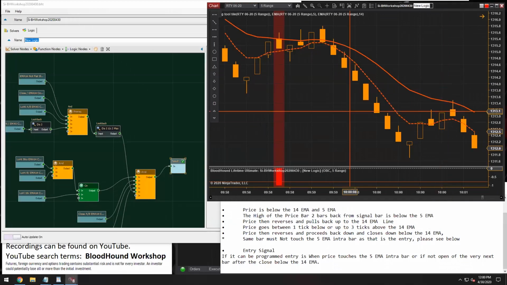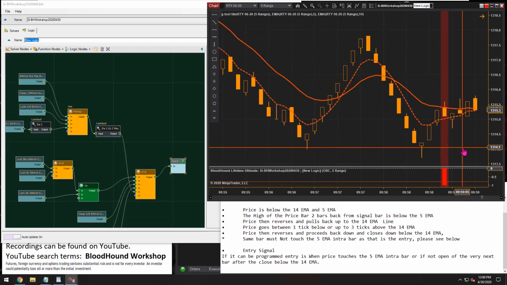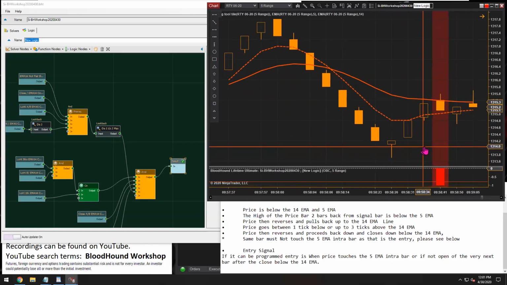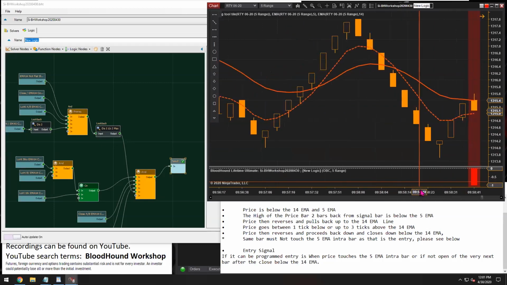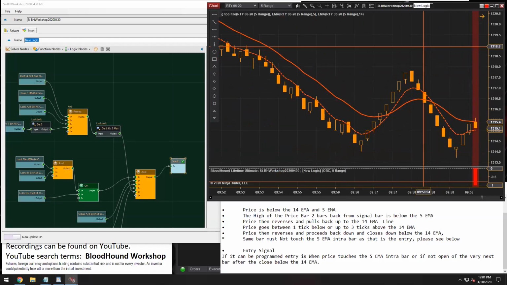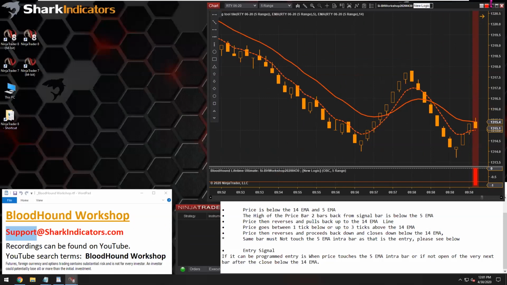Cool. Let's get rid of that. And perfect. As we look at this one, there we go. Looking back 2 bars, the high of this bar is below our EMA5. All right, let's take another look back.